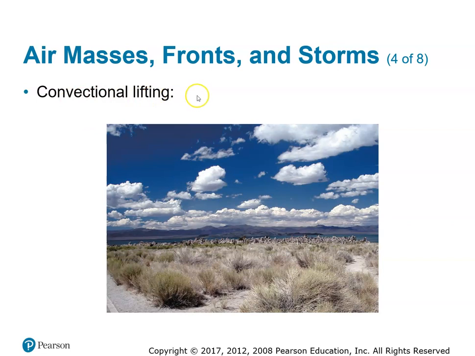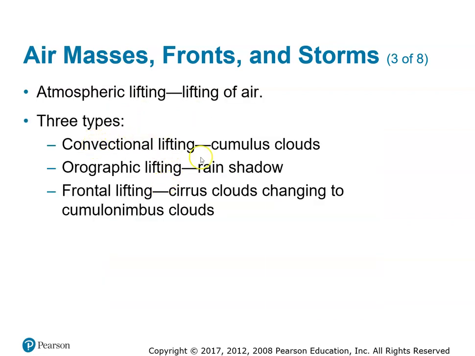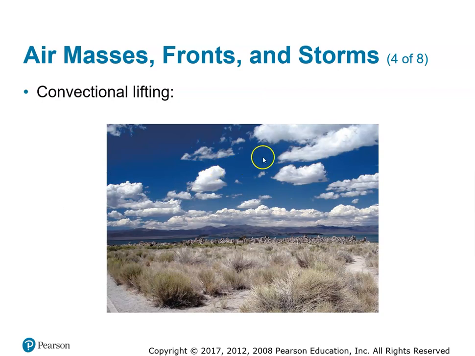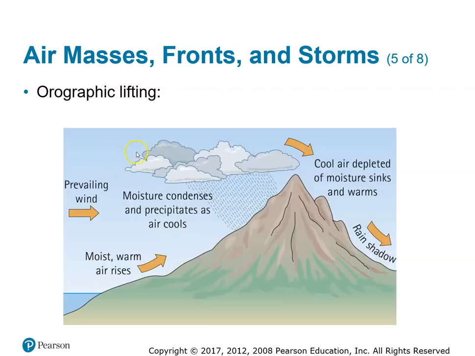All right, so this is just the normal lifting that we encounter. Convectional lifting, and there are some cumulus clouds. These are, of course, the puffy cotton-looking ones. They look like big pieces of cotton. All right.